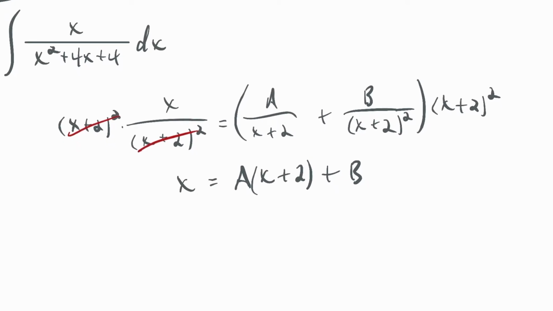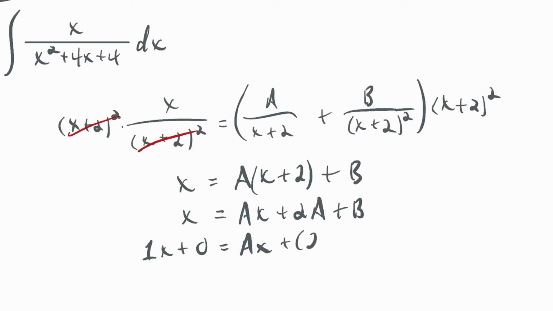So then I can distribute on the right and get ax plus 2b, 2a plus b. Now the left, I'm going to write as 1x plus 0. Not because I need to, but I want to make the matching of the coefficients more obvious. So then we'll have on the right ax plus, and I'll put this in parentheses, 2a plus b.